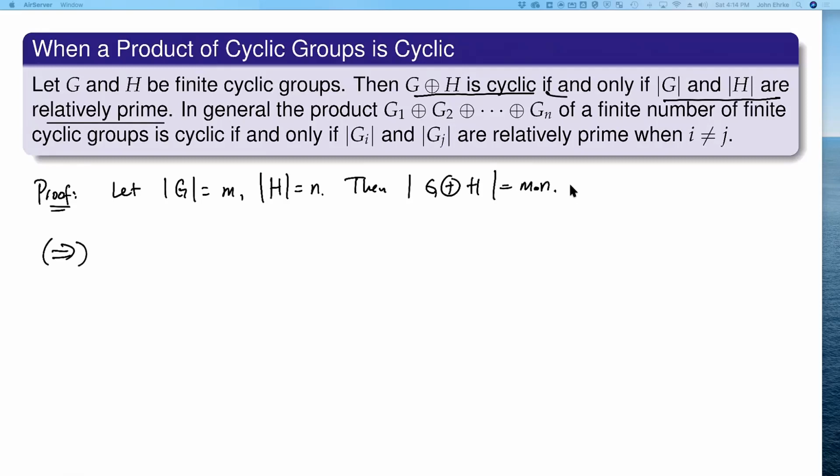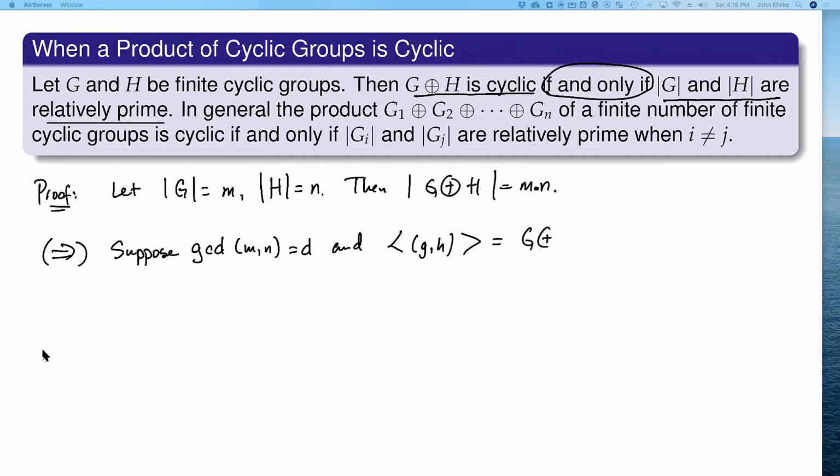Now, this is an if and only if statement. So remember, if it's an if and only if statement, I have to prove the forward direction and I have to prove the reverse direction. So I'm going to suppose that the GCD of M and N is equal to D. And I'm going to look at a generator because I'm assuming it's cyclic. So I'm going to suppose that the direct product of G and H is generated by the element (G, H).